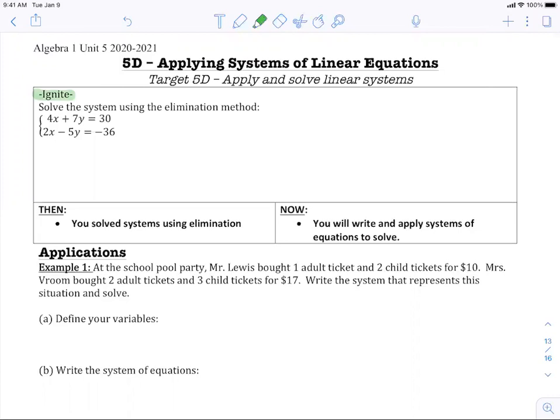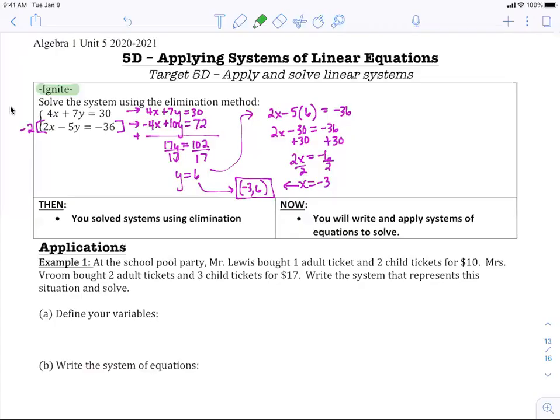Now we have three methods that we've learned to this point. For this one specifically, I want you guys to try doing it using the elimination method. Either variable is fine, but pause your video now and give it a shot. All right, answer is up. Final answer, you should have got -3, 6 as your final point.